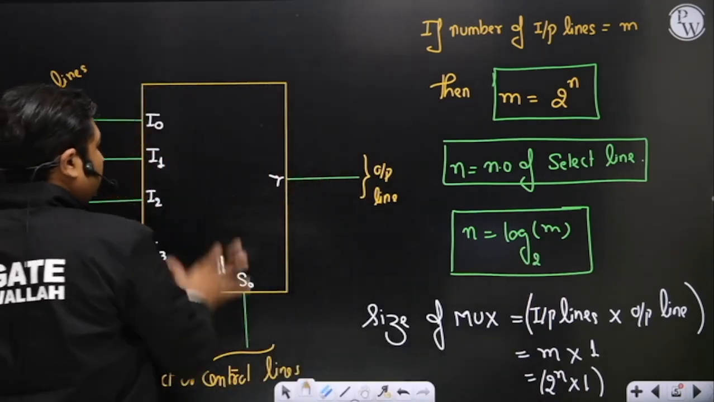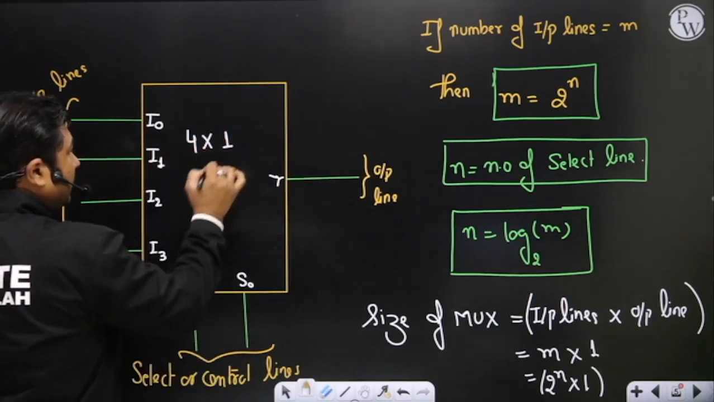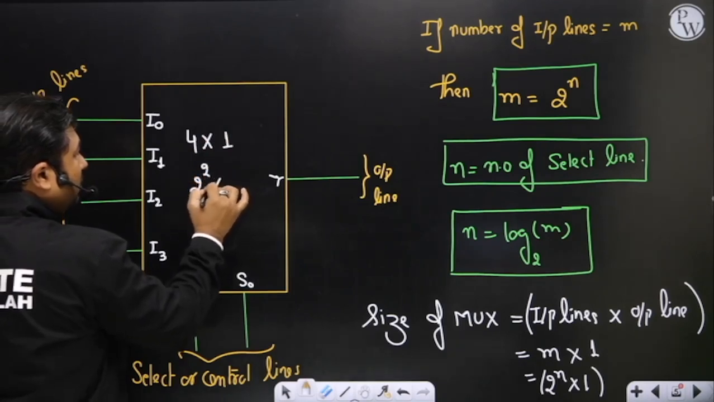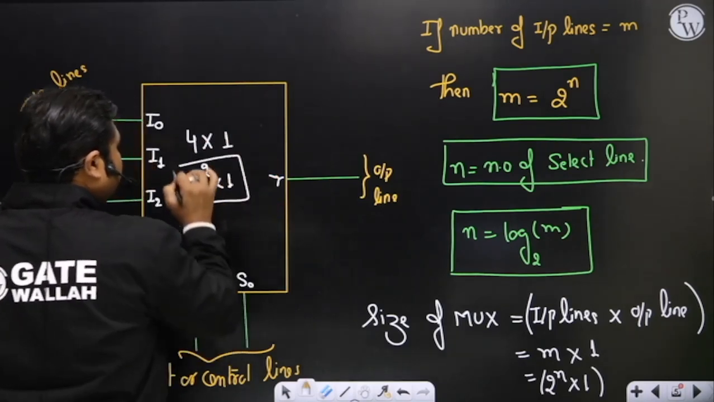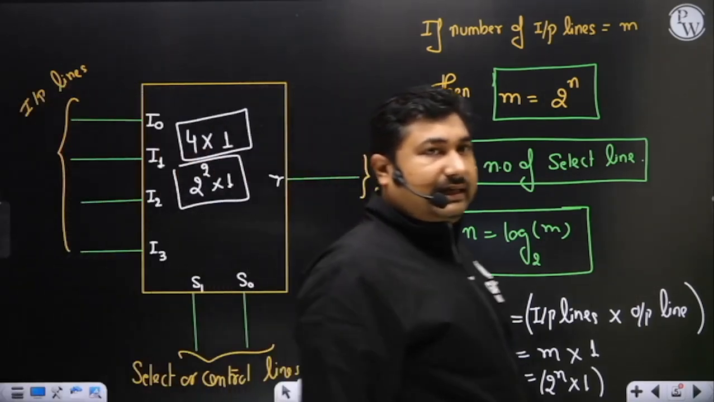If I have to represent this multiplexer size, with 4 input lines and 1 output line, I can represent it as 2 to the power 2 cross 1. This is the size of the multiplexer. Is it okay? Great, sir.